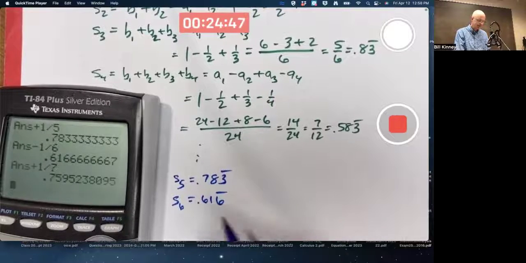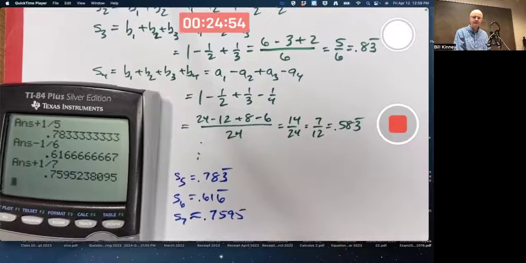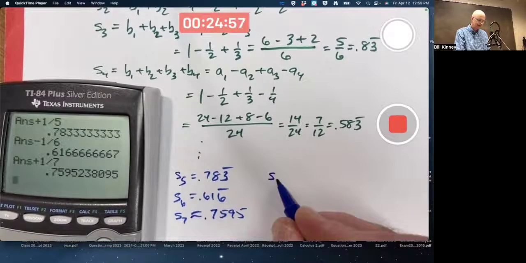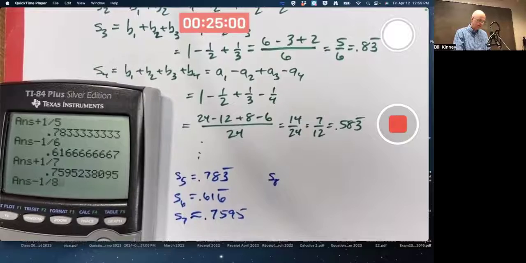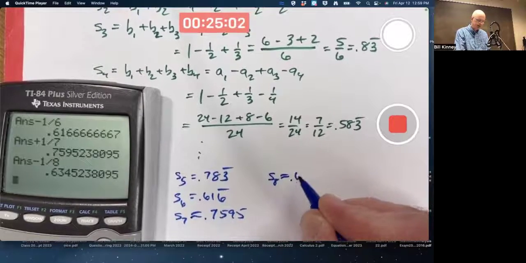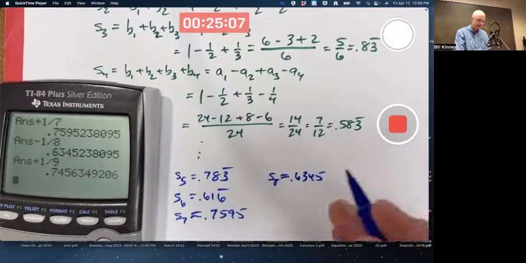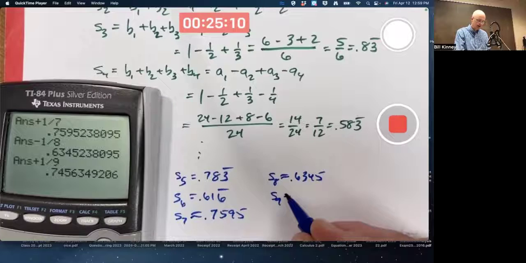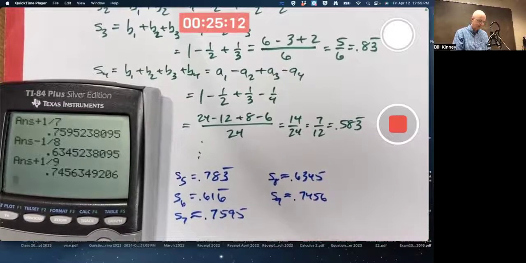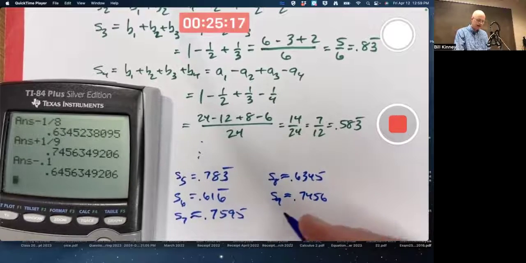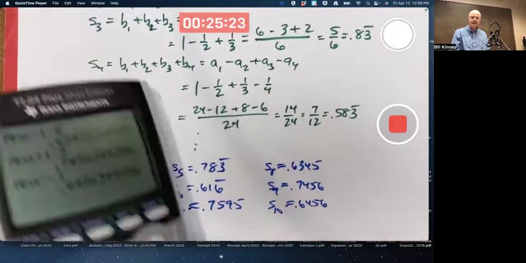Add a seventh. S7 is, I'll just approximate now, 0.7595. Keep going. Now subtract 1/8. S8 is about 0.6345. Couple more, add a ninth. S9 is about 0.7456. And finally, S10, I'll subtract a tenth from that, 0.1. S10 is about 0.6456, etc.